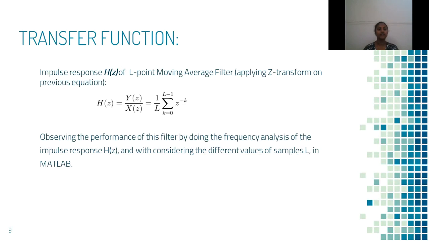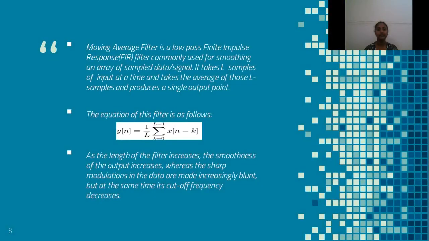I have already discussed the difference between the impulse response and the transfer function. The impulse response can be a transfer function only when there are zero initial conditions. So the transfer function H(z) of the L-point moving average filter can be obtained by applying the z-transform on the previous equation. H(z) = Y(z)/X(z), which equals 1/L times the sum from k = 0 to L−1 of z to the power minus k. That is the delayed version.